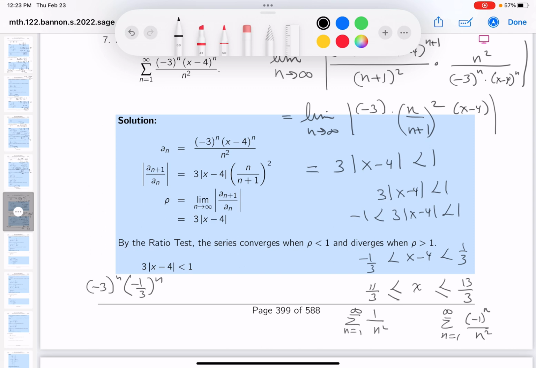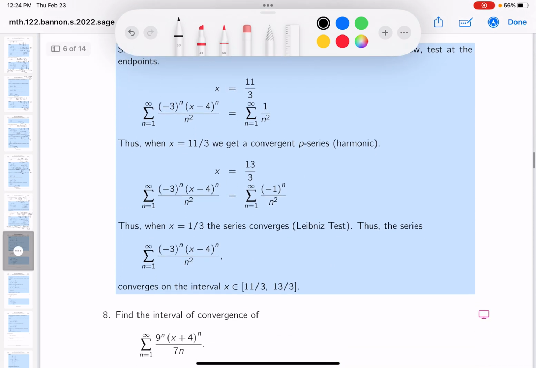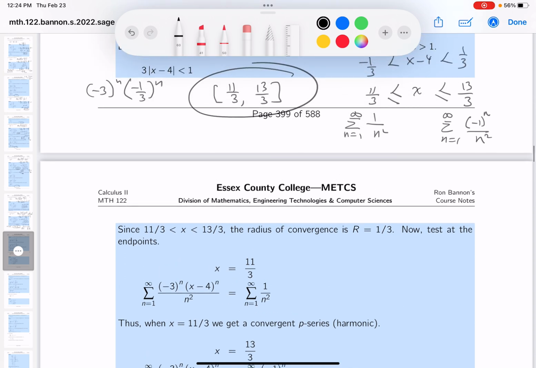So what's the interval going to be? Let's write it down for you. 11/3 up to 13/3 inclusive. All right, let's look at the key. Make sure we're matching what the key is saying. And what's the key over here? Again, you see 11/3 to 13/3, exactly what we said. Thank you.